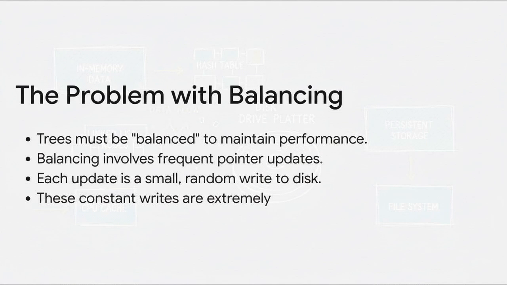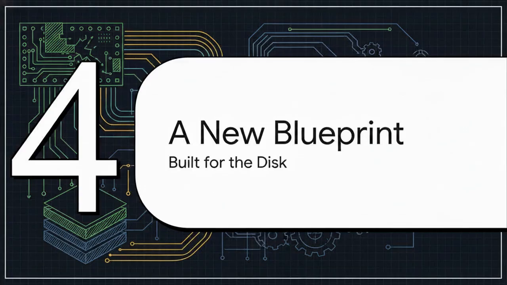In RAM, this is nothing. It's super fast. But on disk, every one of those little pointer changes is a tiny random write, and we've already established that random access is public enemy number 1. So the very thing you're doing to help performance is actually killing it. So there you have it. Our hero, the BST, has failed.